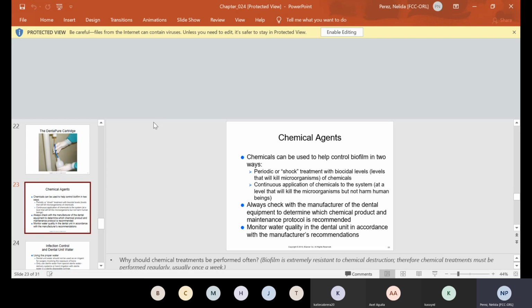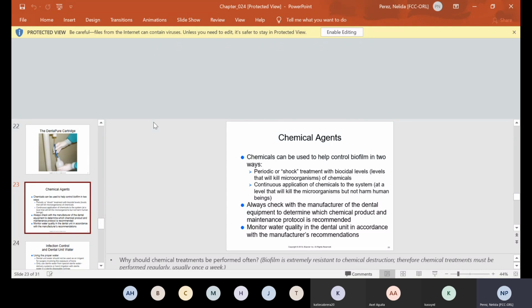So I just finished mentioning to you guys that we use chemical agents. They're like a shock for the water. We put the little tablet in there and it shocks the water, and we can use that. Now, always check with the manufacturer of the dental equipment to determine which chemical product and maintenance protocol is recommended. And then you monitor water quality in the dental unit in accordance with the manufacturer's recommendation.